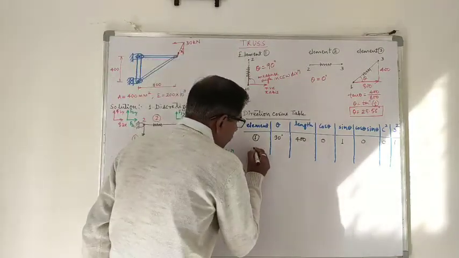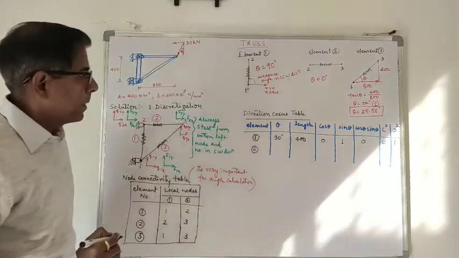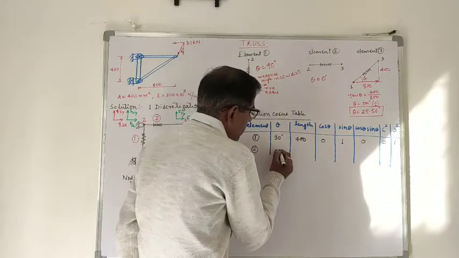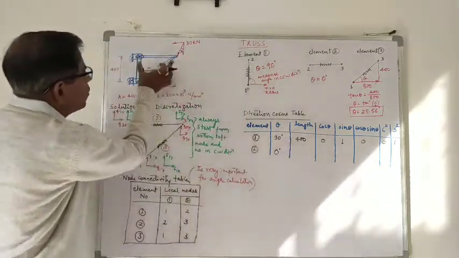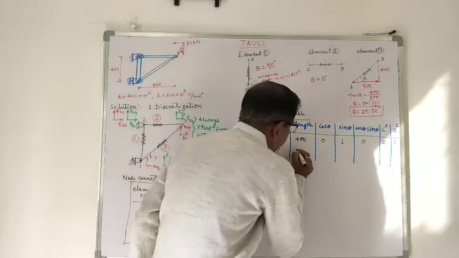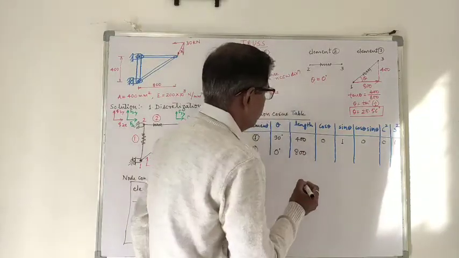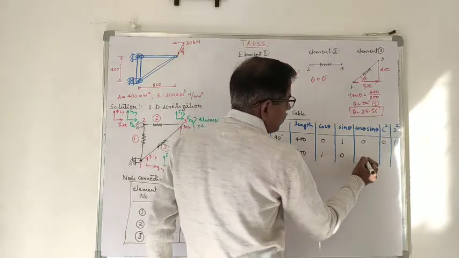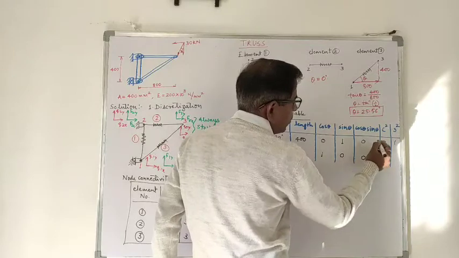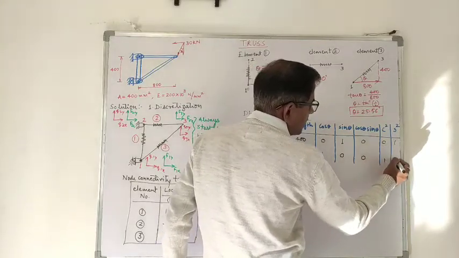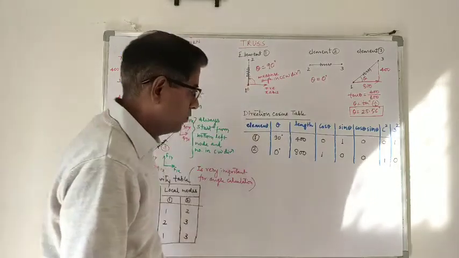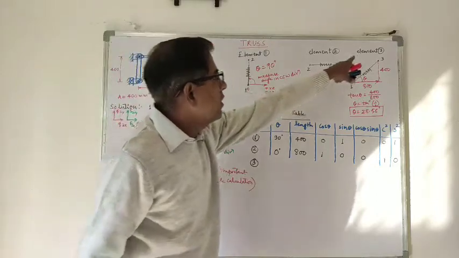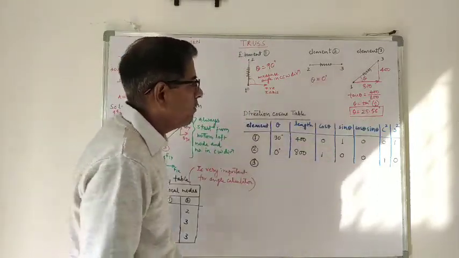Then element number 2. Element number 2, inclination is 0 degrees. What is the length of element number 2? It is 800 mm. Cos 0 is 1. Sin 0 is 0. Cos theta sin theta is 0. Cos square theta is 1. Sin square theta is 0. Then the third element, inclination is 26.56.